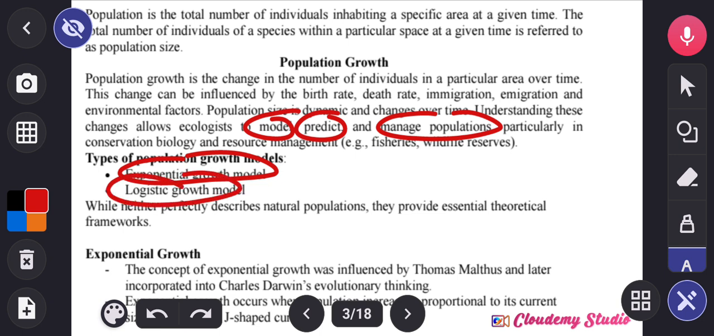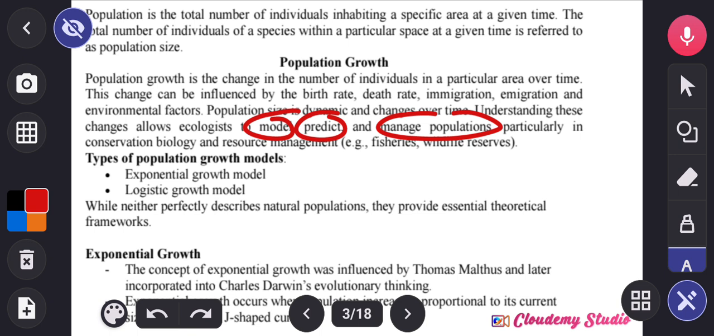Now, you see, neither of these growth models describes natural populations, but they provide an essential theoretical framework, because you need to understand the simple ones before you understand the complex ones. That is basically the rule of everything. So we need to understand these growth models before we can understand other growth models. We have a lot of growth models. We have the standard age growth model. We have the Leslie matrix. We have a lot of them like that. But the ones that you have to understand first are the exponential growth model and the logistic growth model.